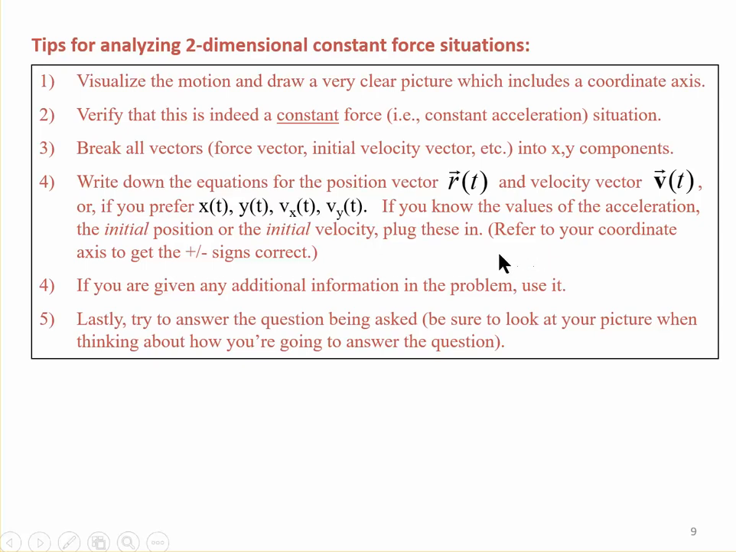Always refer to your coordinate axes to get the plus or minus signs correct. So when you break a vector up into components, look at the coordinate axes to determine whether those components should be positive or negative. Fifth, if you're given any additional information in the problem, you should use it. And lastly, try to answer the question that's being asked. It often helps to refer to your picture, which you drew in step 1, in thinking about how you're going to answer the question before you actually do.